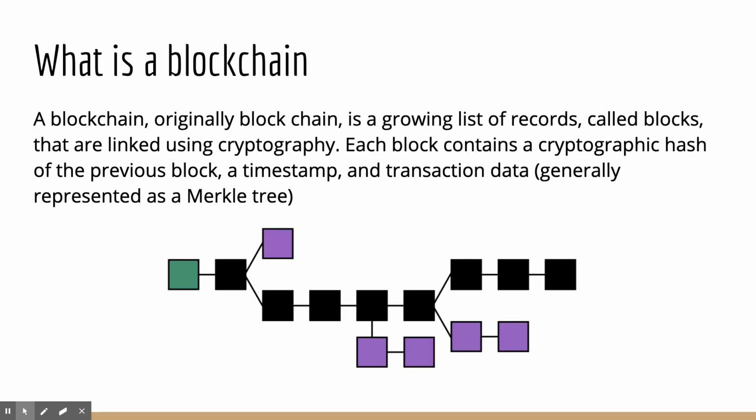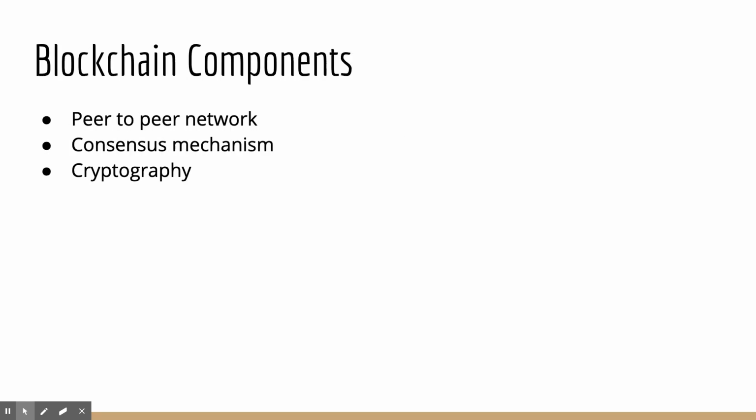Okay, so what is a blockchain? We're going to look at the definition from Wikipedia. It says, a blockchain, originally block chain, is a growing list of records called blocks that are linked together using cryptography. Each block contains a cryptographic hash of the previous block, a timestamp, and transaction data, generally represented as a Merkle tree. Now, that's a lot going on in there, so we're going to try to break it up. And let's see what components are there in the blockchain.